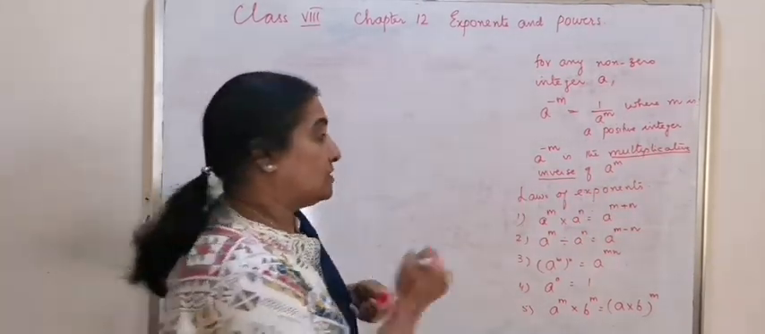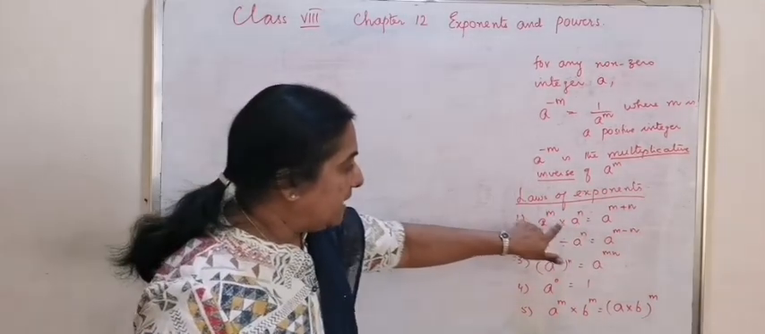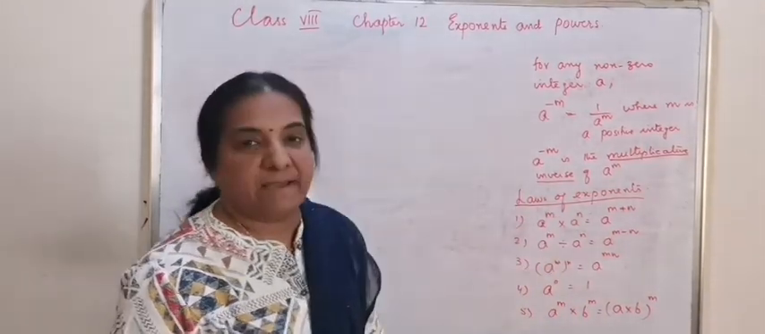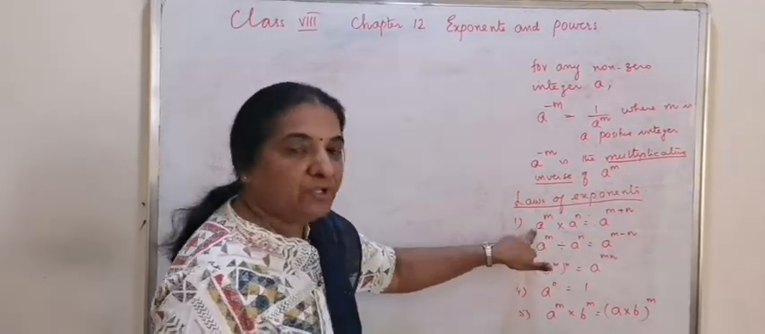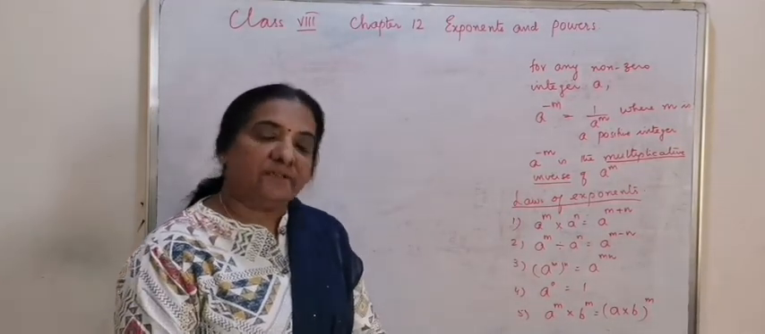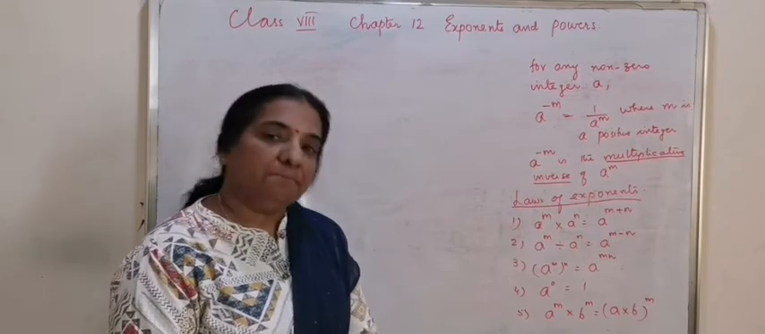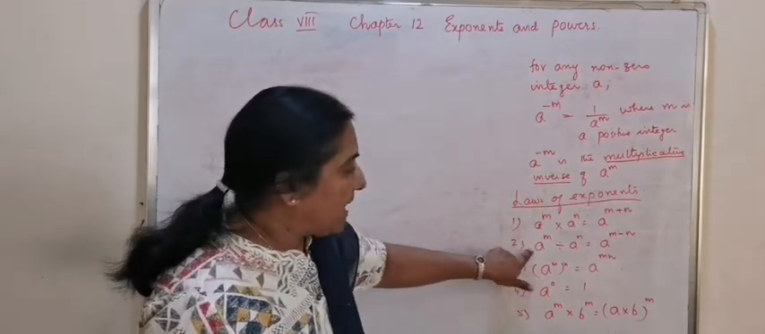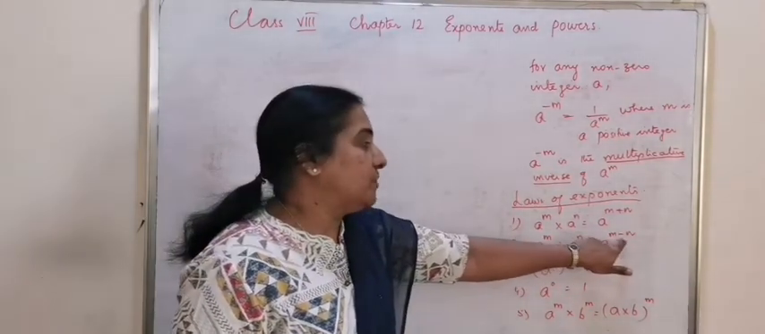What are the laws of exponents? You have learned a raised to m into a raised to n is the same as a raised to m plus n. When the base is the same, you can add the exponents. Once you add the exponents, if the exponent is a negative power, you can take the reciprocal of the base. A raised to m divided by a raised to n is equal to a raised to m minus n.